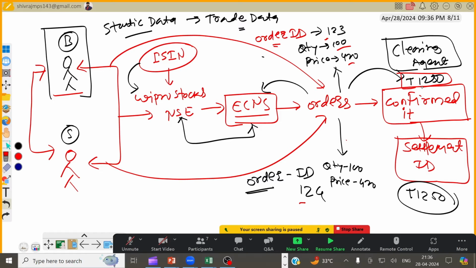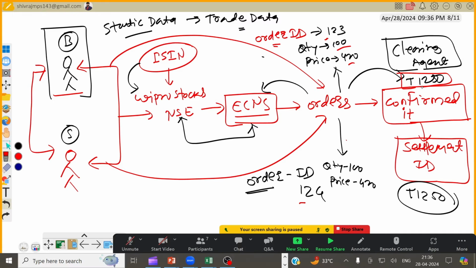After the confirmation or execution of trades, clearing agents come in. Every stock exchange has its own clearing agent bodies. Clearing agents track the buyer's and seller's information through settlement IDs. And in this particular transaction, we will have order ID, settlement ID, counterparty names meaning buyer and seller name, exchange name, trade date, settlement date, price, quantity.